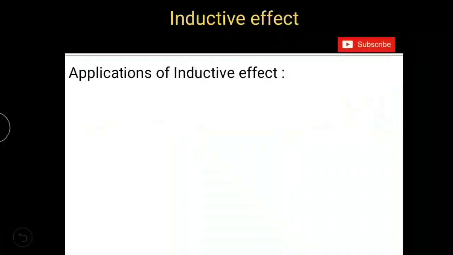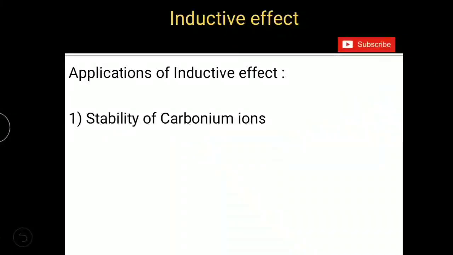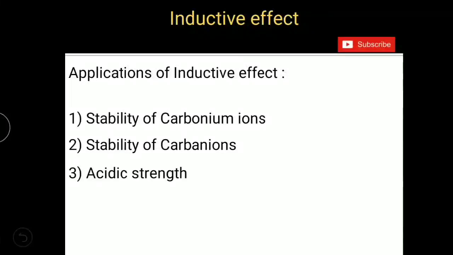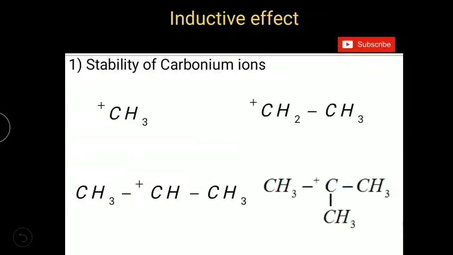Now we come to applications of the inductive effect. There are 4 important applications of the inductive effect. One, the inductive effect influences the stability of carbonium ions, the stability of carbanions, the acidic strength of acids, and the basic strength of bases. And let us see how the inductive effect influences the stability of carbonium ions.